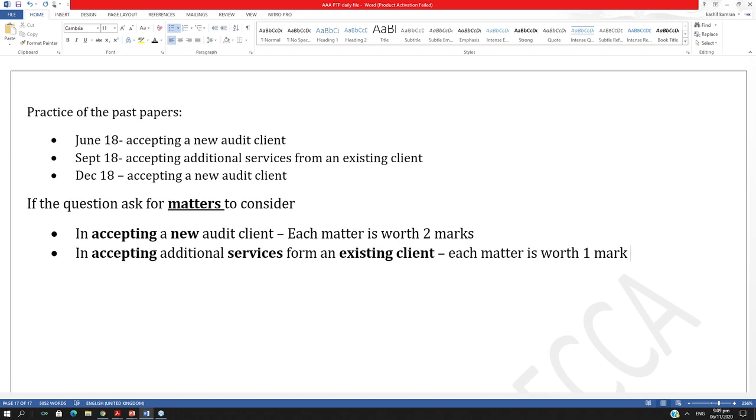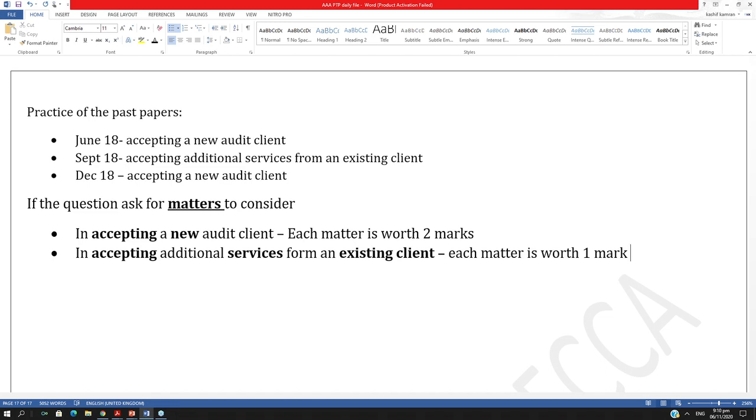So when you are accepting a new audit client, how many marks will you get per matter? 2. And when you're accepting an additional service from an existing client, how many marks will you get per matter? 1. So is that marking scheme clear? In the June 18 paper, which marking scheme will be applied, 2 or 1? 2. Okay. And in the September 18 paper, will we apply the marking scheme of 2 or 1?